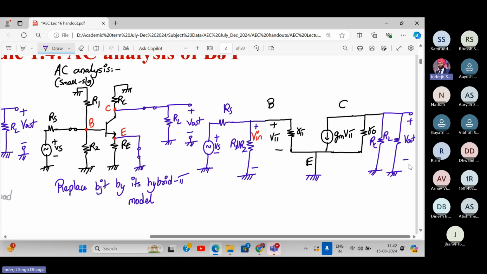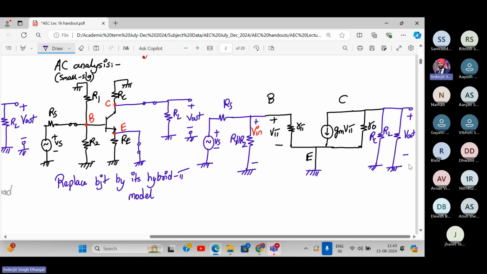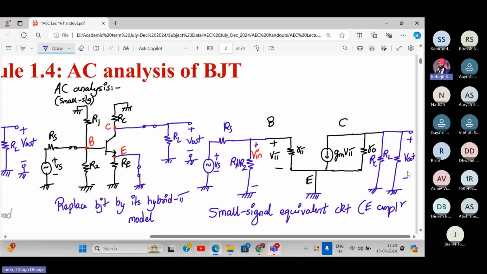All right. So this was our, what is the name of this circuit called as? This is small signal equivalent circuit of BJT common emitter amplifier. All right. Now looking at this circuit, we have derived a voltage gain. So our aim is to find first voltage gain expression, second input resistance of the amplifier, and third output resistance of the amplifier.